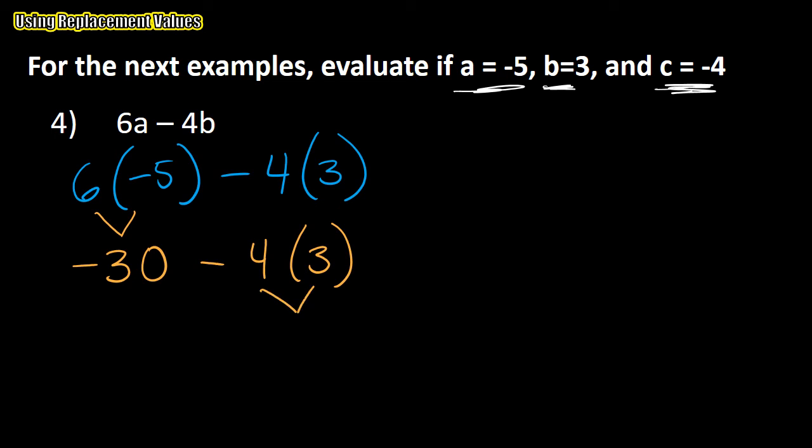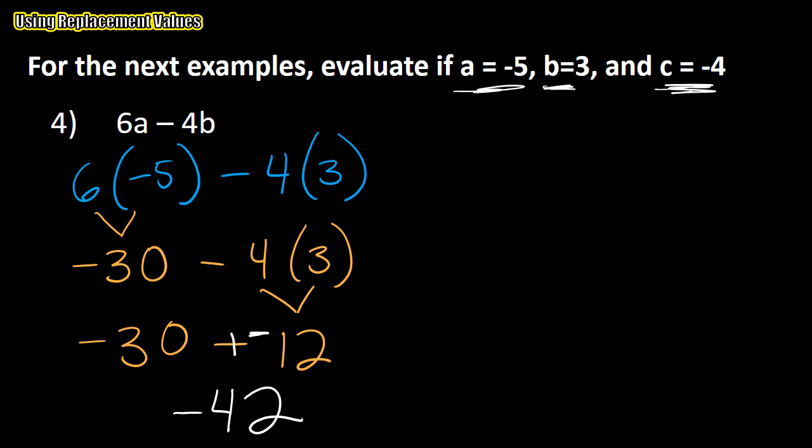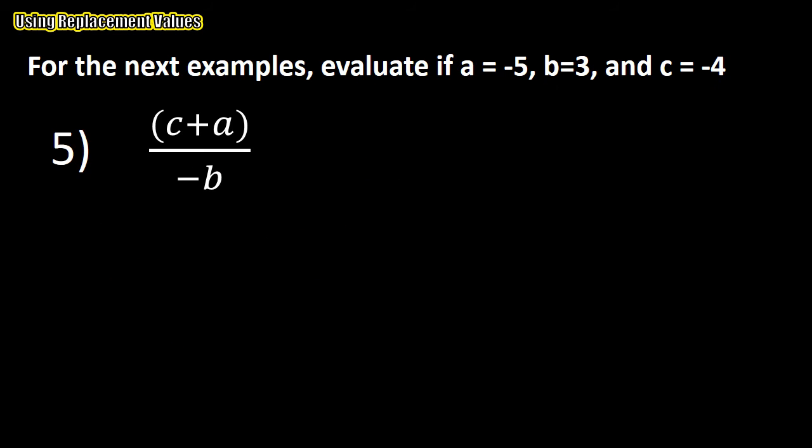I'll do multiplication next. 4 times 3 is 12. And I'm going to rewrite everything. Then I have negative 30 minus 12. And I know that's the same thing as negative 30 plus negative 12, giving me negative 42 as my answer here. And so you can see that I did my replacement values, and then I did order of operations.